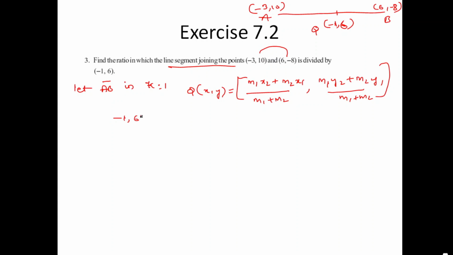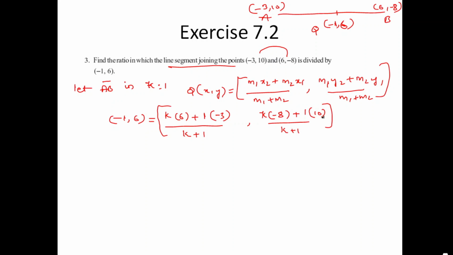So this is minus 1 comma 6 equivalent to m1, which is your k value, x2 is how much? 6. Okay, this is 6. m2 is how much? 1 into x1, which is 3, by k plus 1. This is your x term. Similarly, the y term: this is your k value, this is minus 8, m2 is 1, and the other value is 10. So that is k plus 1 again, right? So here I need to equate this now. So minus 1 is equated to 6k minus 3 by k plus 1.